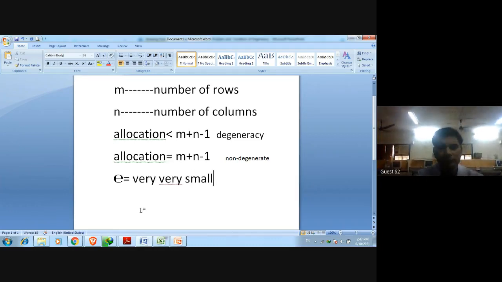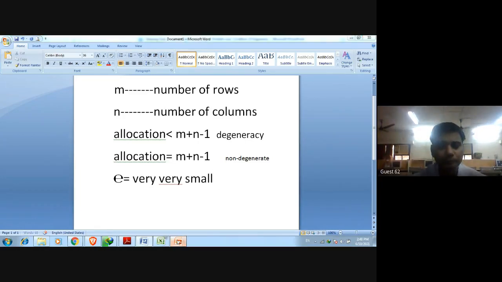Now, since this is very small, in the calculation we will take it as a 0. We will take it as a 0, but we will not write it as a 0. In the calculation we will take it as a 0.